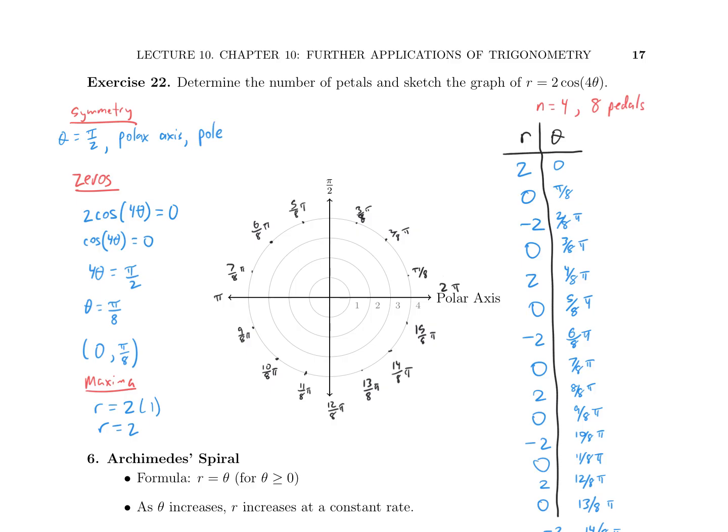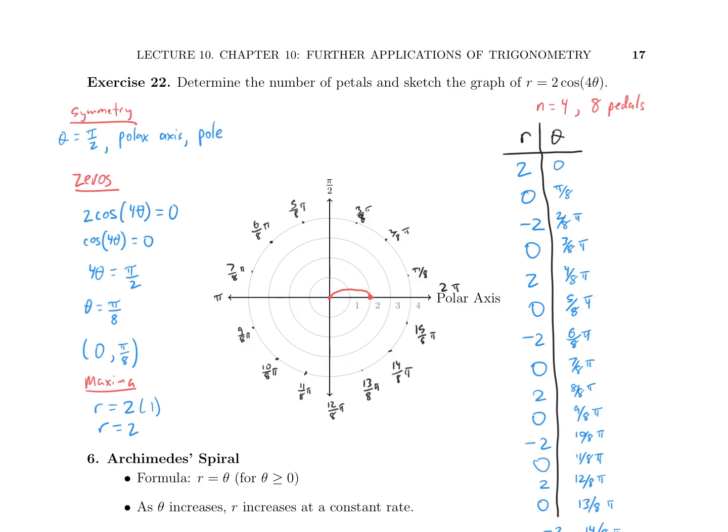Okay, now time to graph. 2, 0: at 0 radians, 2 units out. There's our maximum value. And then at pi over 8, at this angle, you're going to go 0, r. So it's basically the pole, right? So there it is. So far it's going to look like this. It's half of a petal.